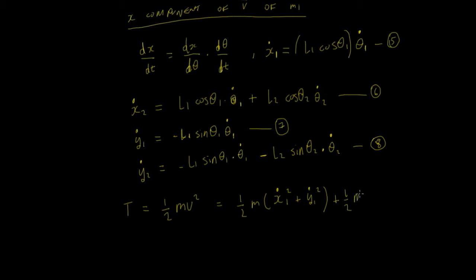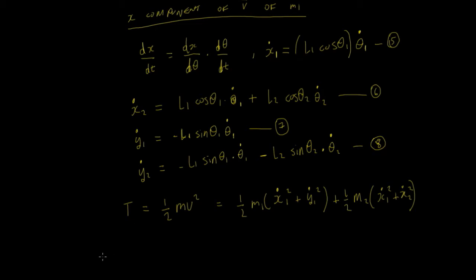Now we've also got to add in the kinetic energy for the mass m2, so you're going to have a half m2 times x2 dot squared plus y2 dot squared. Okay, now what we have to do is substitute these 5, 6, 7 and 8 into this equation here in order to get the total kinetic energy.